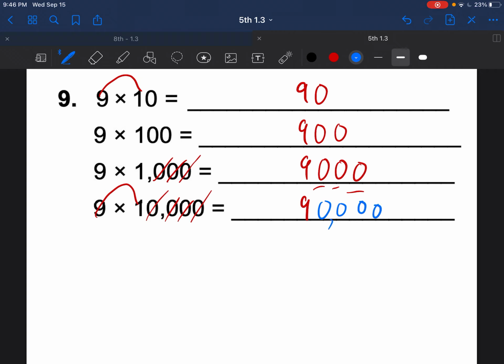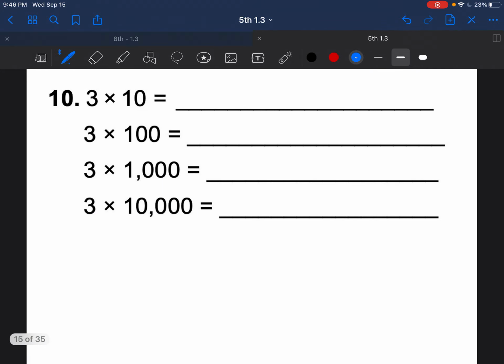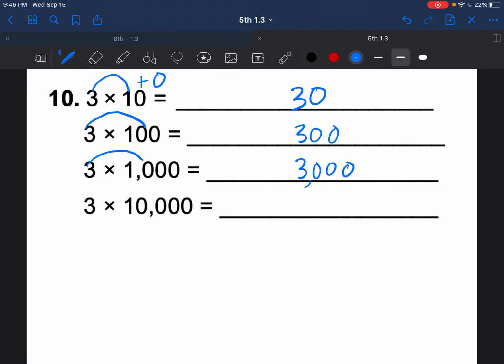Let's try another one, number 10. Alright, let's see. 3 times 1 is 3, and we're going to add 1 zero. That's 30. 3 times 100 is 300. Alright, let's try the next one. 3 times 1,000 is 3,000. And then 3 times 10,000, or let's say 3 times 1 is 3. Let's add some zeros. 1, 2, 3, 4. 30,000. Alright, let's try another one.